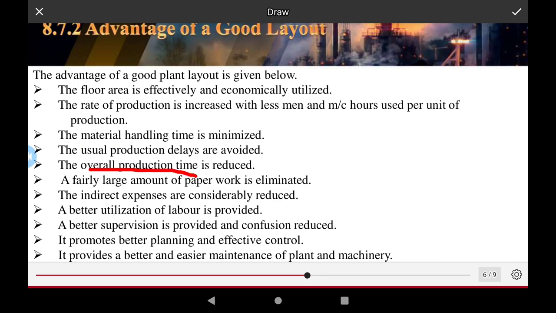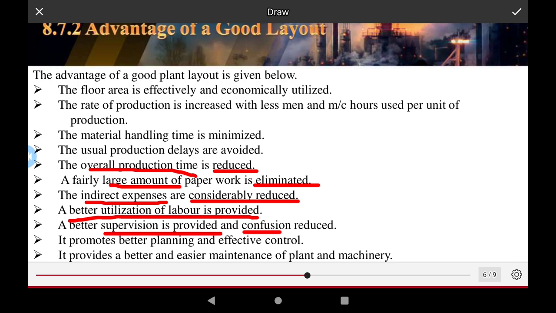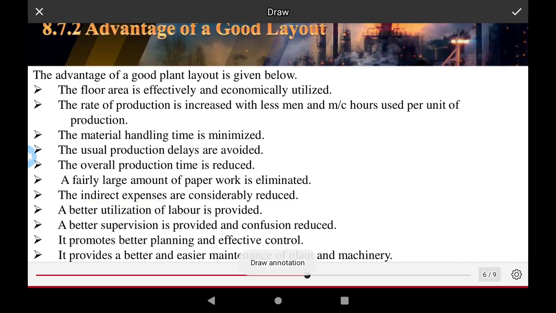Overall the production time is reduced. A large amount of paperwork is eliminated, and indirect expenses are considerably reduced. Better utilization of labor is provided. Better supervision is provided. It promotes better planning and effective control of the machines. It ensures the maintenance of the plant and machinery, and the cost is reduced.